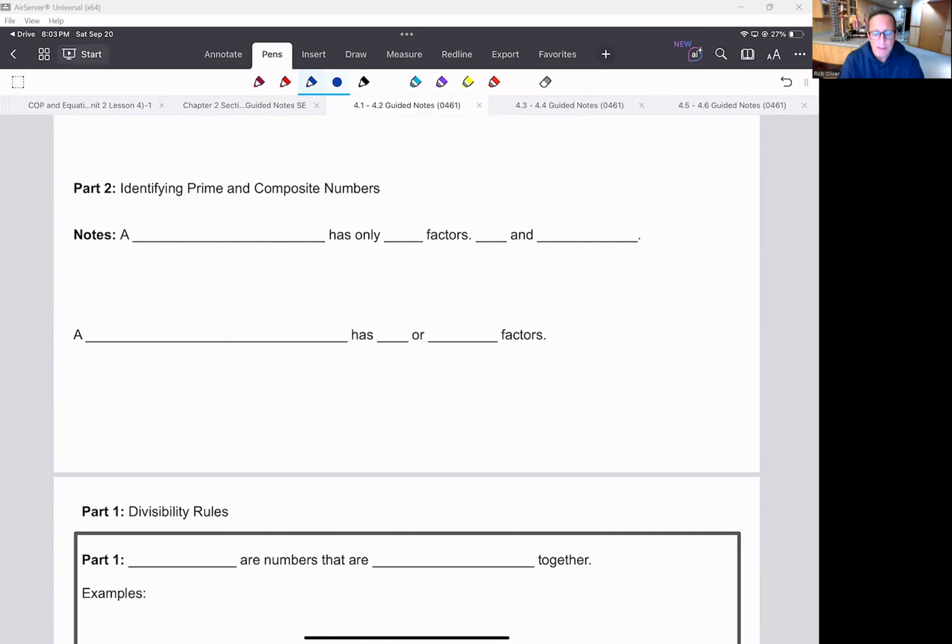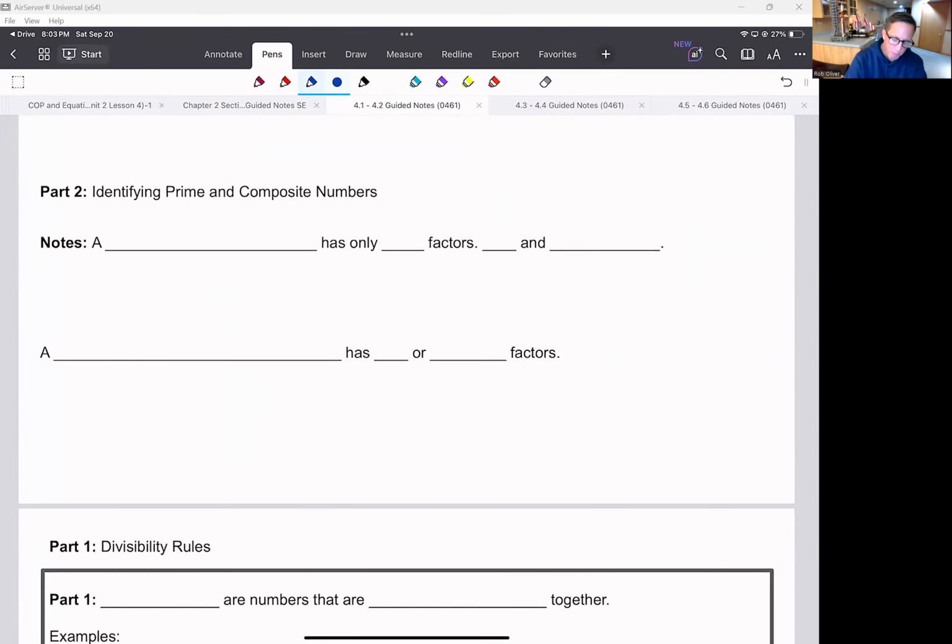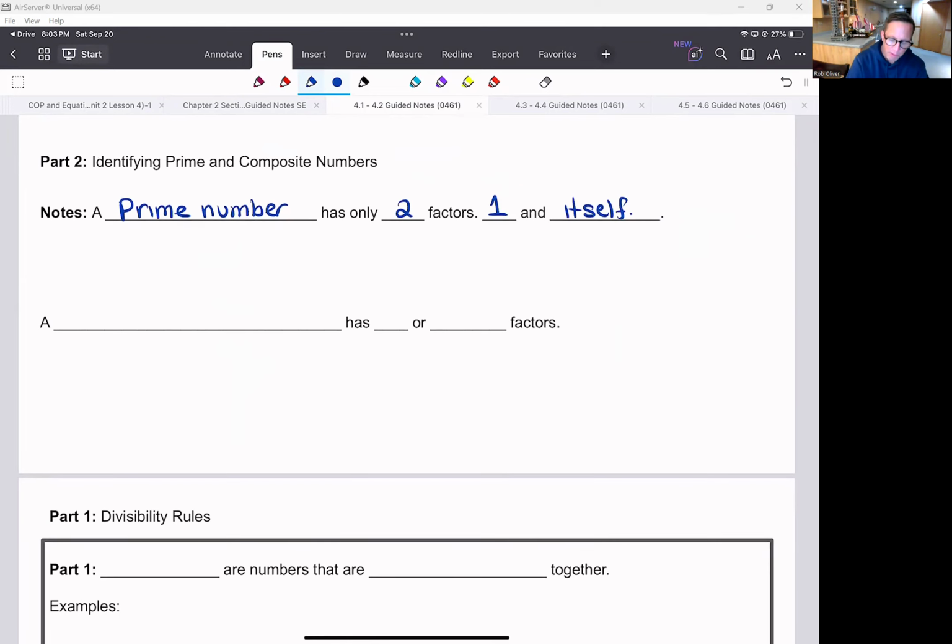Identifying prime and composite numbers for the next part here. Okay. So a prime number, let's talk about that. A prime number has only 2 factors, 1 and itself. That's it. So prime numbers, like the only number that divides into 5 is 1 and 5, right? If I were to write out the factors, it's only divisible by 1 and 5, right?